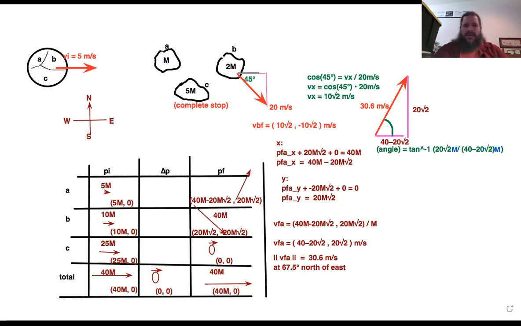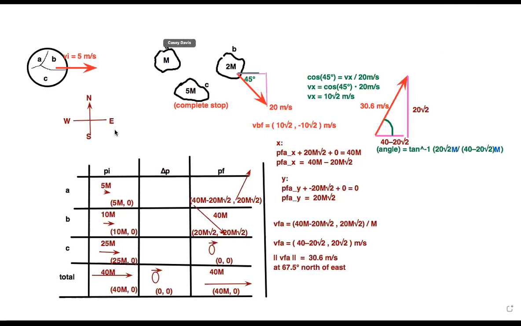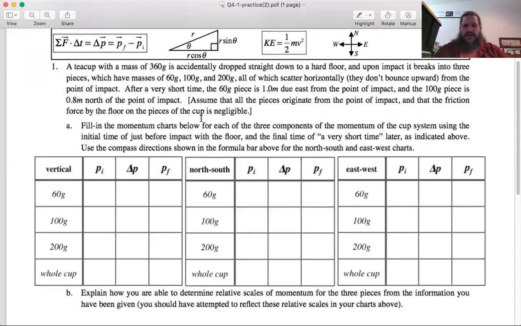All right, then let's take a quick look at the teacup thing also. Can you see this all right? This one also involves an object that starts off as one object, but then shatters into, in this case, three objects, a 60-gram piece, a 100-gram piece, and a 200-gram piece. The main difference in this one, first of all, we know all three of the masses of the pieces, so we don't have to worry about writing those as variables. But we don't know how much time this takes.